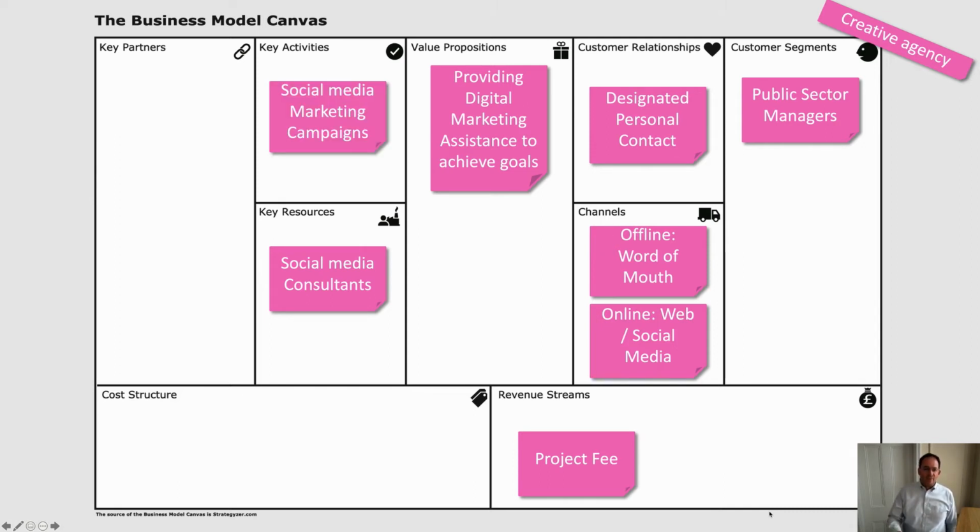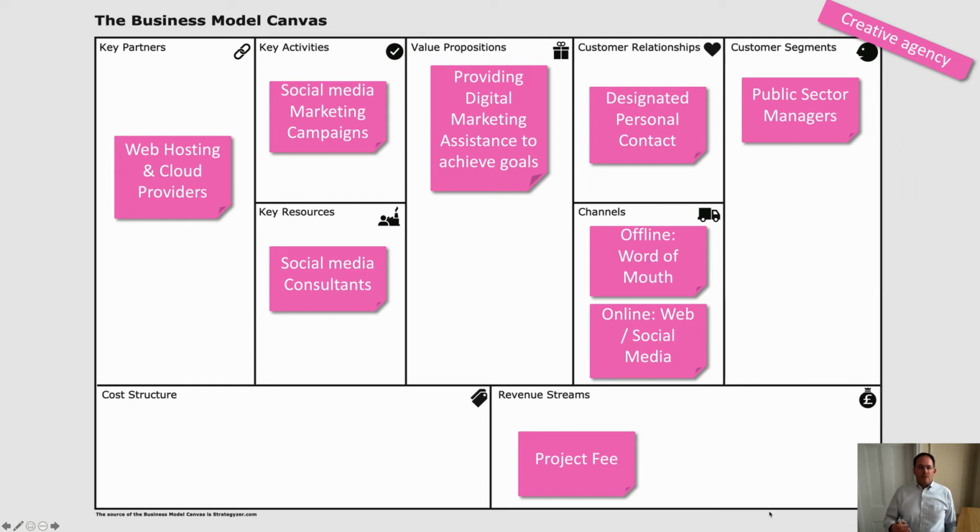The activities that were undertaken, certainly in the early stage of the business, were social media marketing campaigns. And that primarily was what the business was based around. Public sector managers wanted assistance to achieve their goals, and the business delivered social media marketing campaigns using consultants to help them meet their goals.